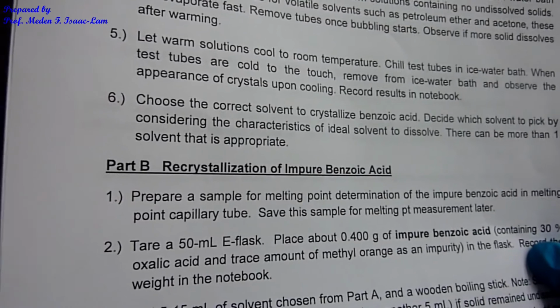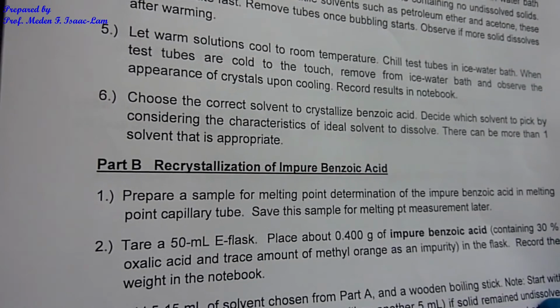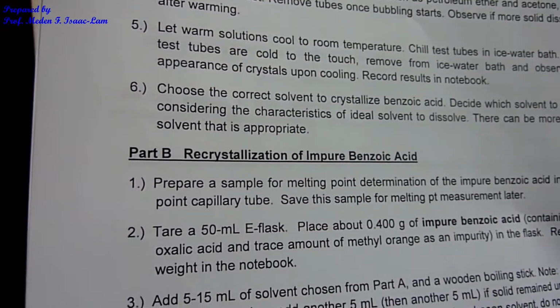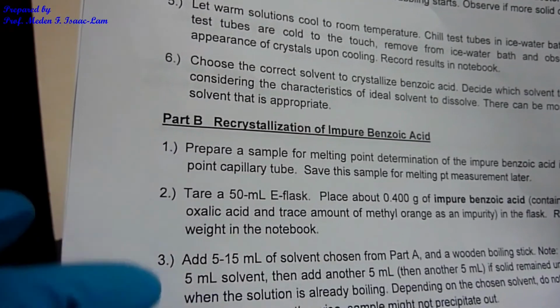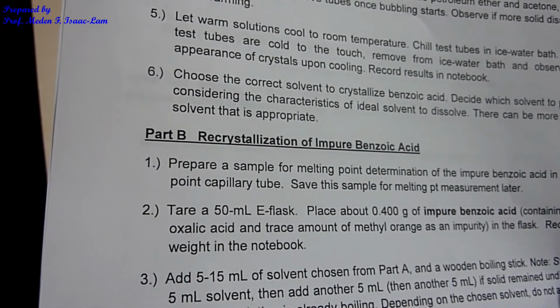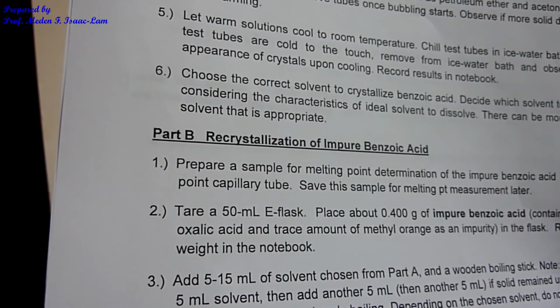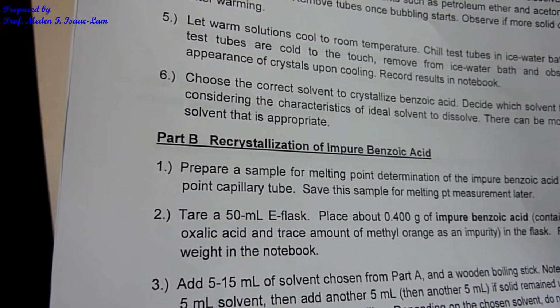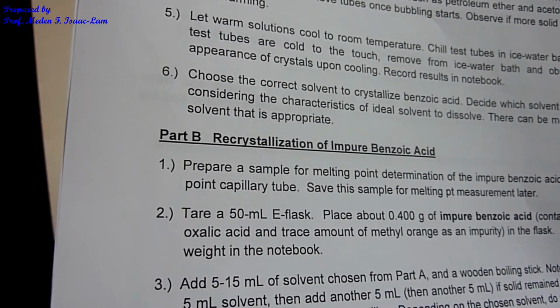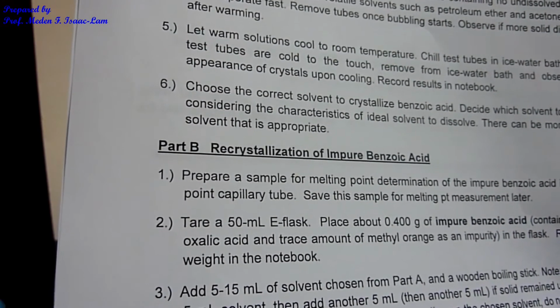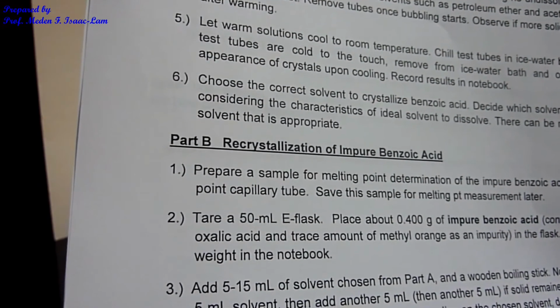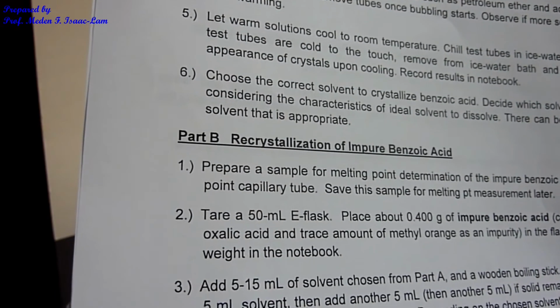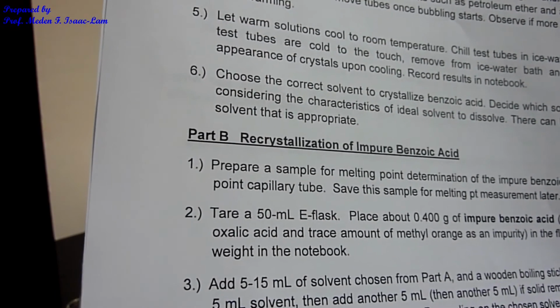Part B is now about recrystallization of impure benzoic acid, and I'm going to follow this procedure. I will first weigh an e-flask, and I will put the impure benzoic acid into the e-flask. So write down the weight that I'm going to use for part B.